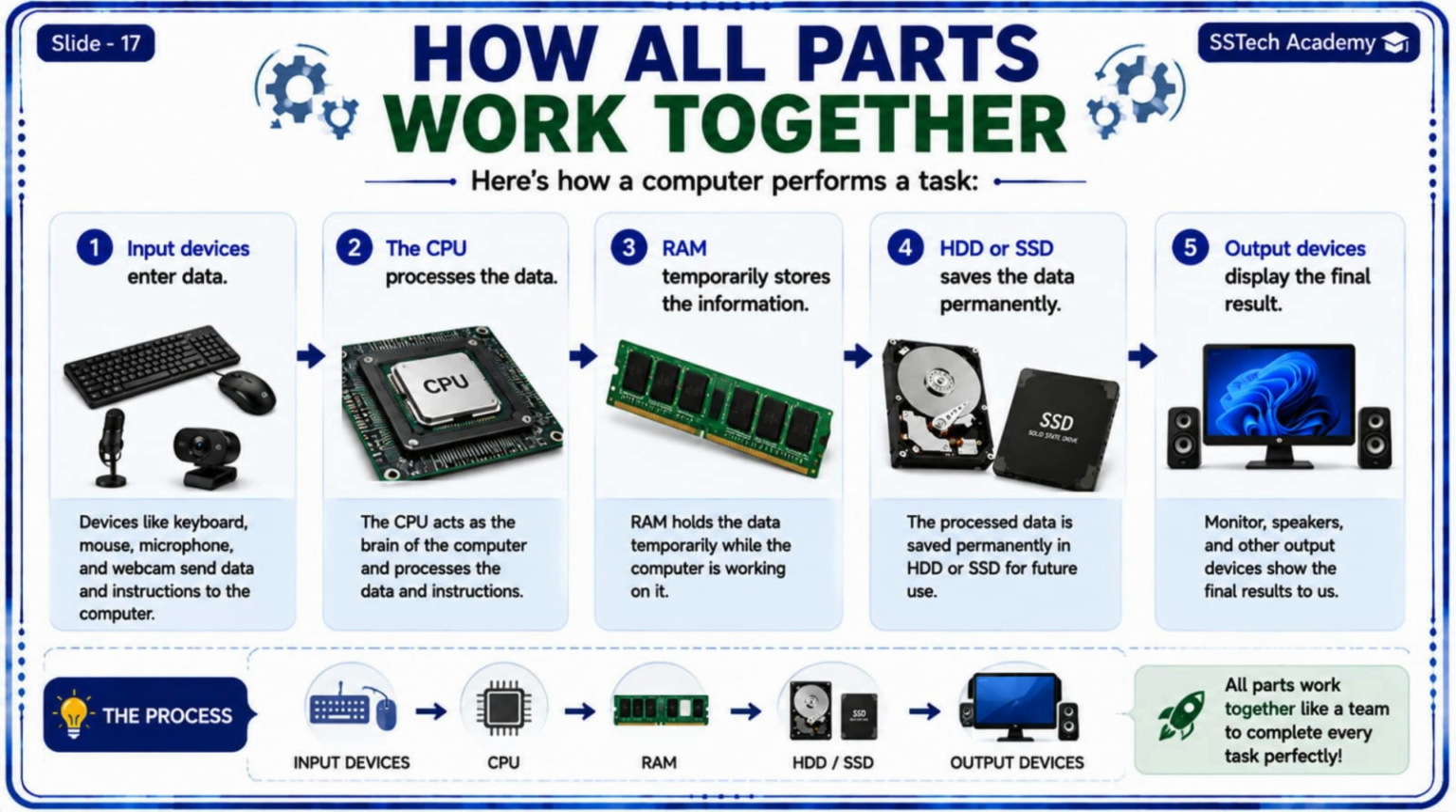Now, let's see how all the major computer parts work together. First, input devices such as the keyboard and mouse enter data into the computer. Next, the CPU processes the data and instructions. Then, RAM temporarily stores the information while the computer is working on it.